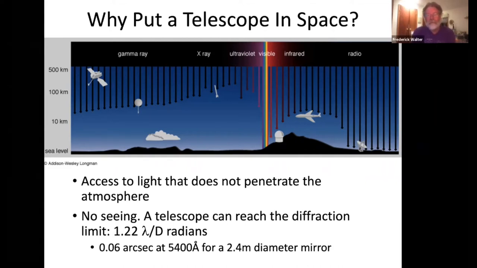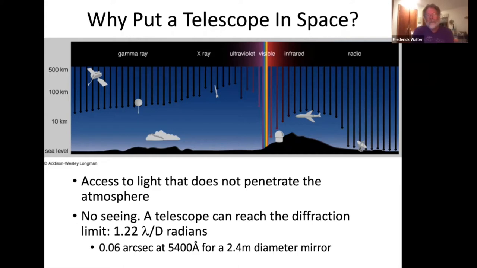Even in optical light, the atmosphere is turbulent. Light doesn't come through as cleanly as it does above the atmosphere. And a telescope above the atmosphere can reach what's called the diffraction limit, which is as well as you can focus light. You can get down to a resolution of, well, there's a formula, 1.22 times the wavelength of light divided by the diameter of the telescope.